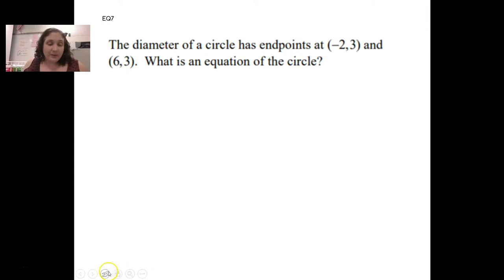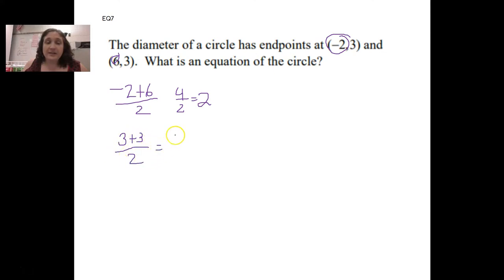Okay, this one I'm going to go a little bit faster because we already just did a diameter question. First, we're going to find the center or the midpoint. So I've got -2 here, plus 6 here, divided by 2. That's going to give me 4 divided by 2, which is 2. My y is 3 and 3. That's going to give me 6 over 2, or 3. So I know my center is 2, 3.